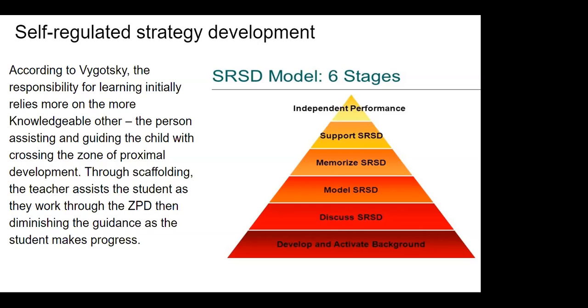The last one is independent performance. So after helping the students memorize the steps, and then asking the students to use the strategy while the teacher provides support, she watches the students independently perform that strategy. So this self-regulated strategy aims to help students apply any strategy without guidance. And these steps can be combined, changed, reordered, or repeated depending on the needs of the students.